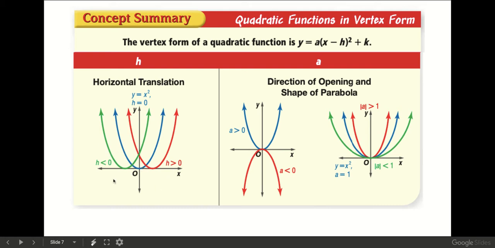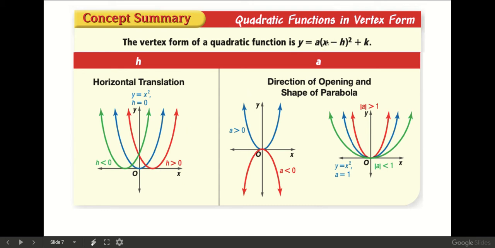Oh, I'm sorry, I have that reversed. If h is negative, it'll move to the left, and if h is positive, it'll move to the right. Where it does get a little bit confusing is it's x minus h. If it was x minus 3, h would be a positive value, so x minus 3 moves it 3 units to the right.